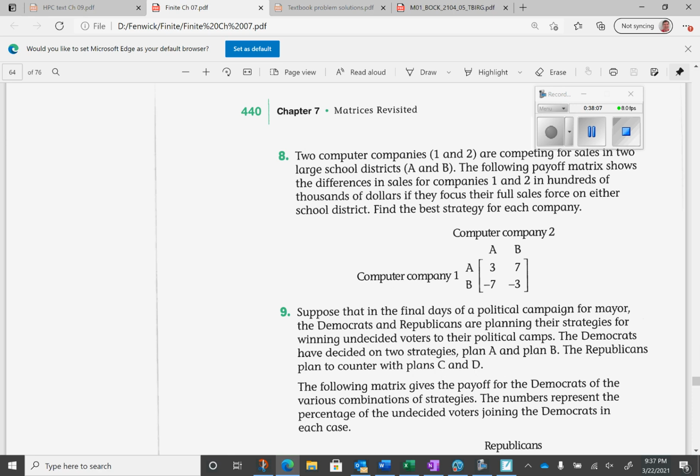Again, companies are competing for sales at 2 school districts. So what percentage of their time are they going to focus here? What's the best strategy for each company? So P and 1 minus P, and then Q if you prefer, and 1 minus Q as a column matrix. Basically, this is bad news for District B, because it turns out the best strategy for both companies there is to actually focus on District A, and that's that.